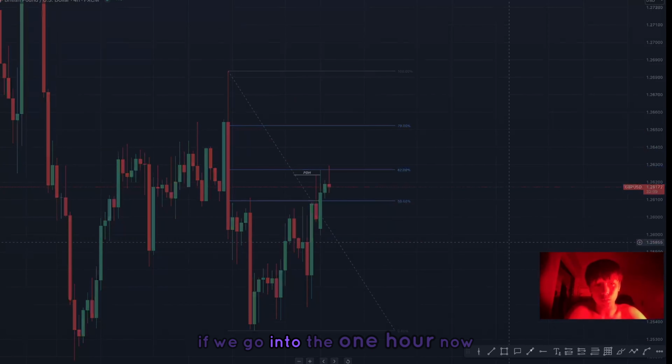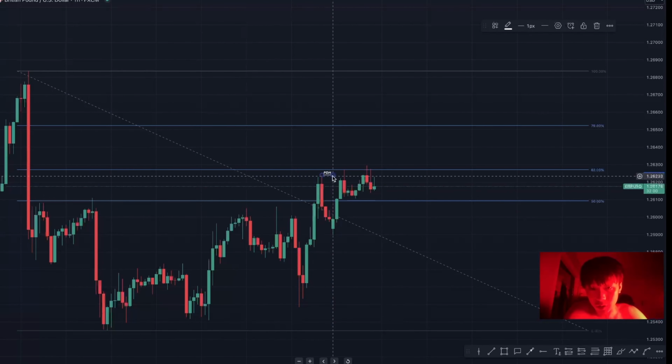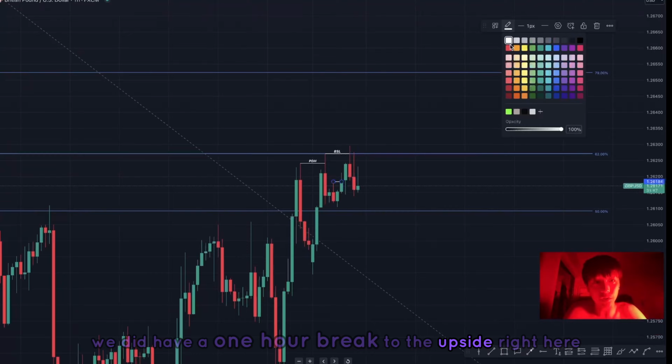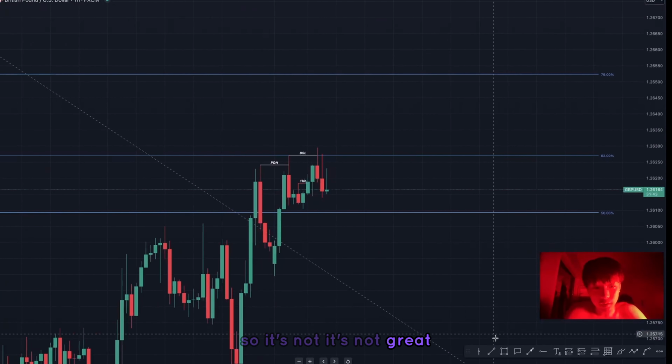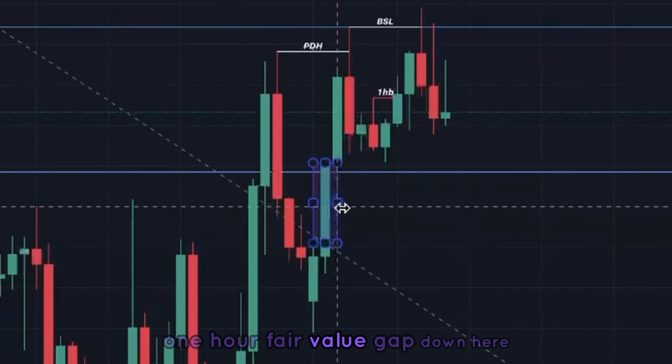If we go into the 1 hour now, we can see we took out the previous daily high right here, and then we also took out this level of buy side liquidity right here. But to be honest, we did have a 1 hour break to the upside right here, so it's not great. And my target for today is going to be this 1 hour fair value gap down here.